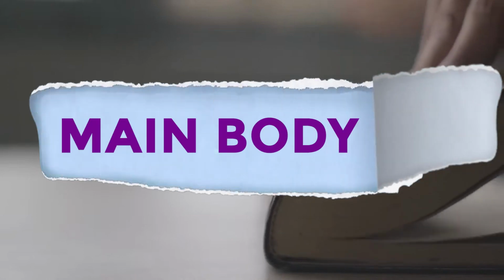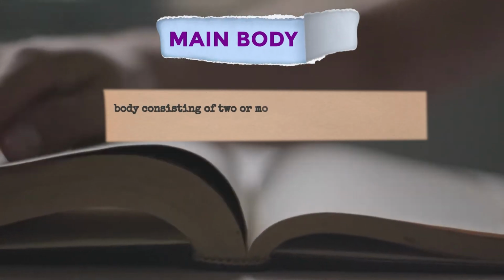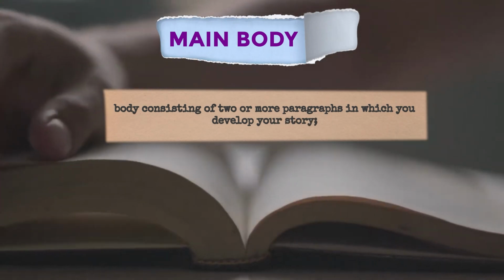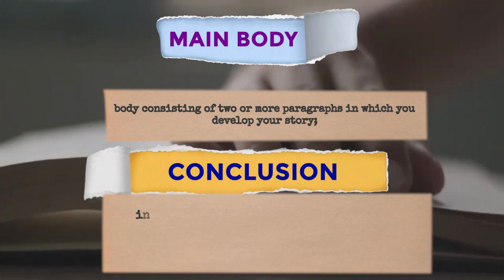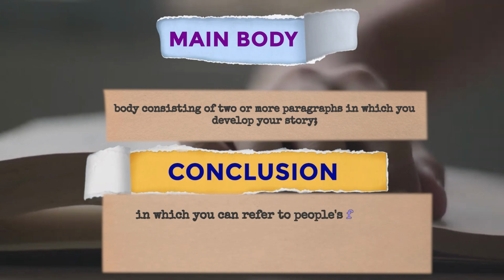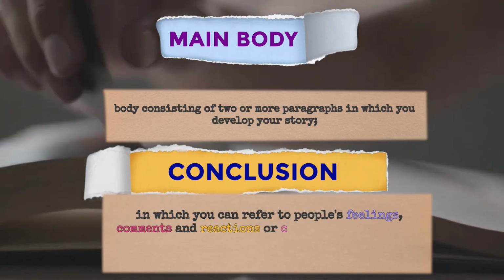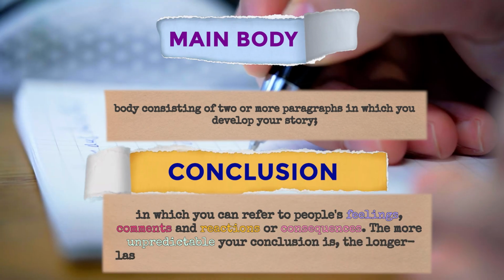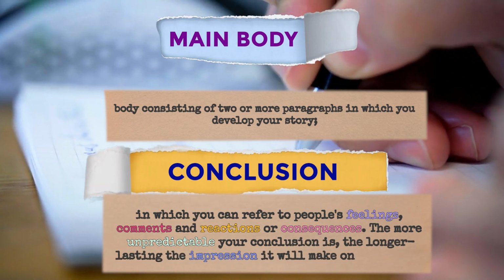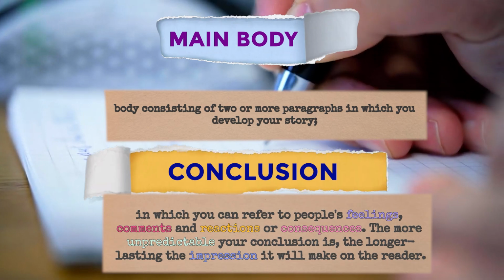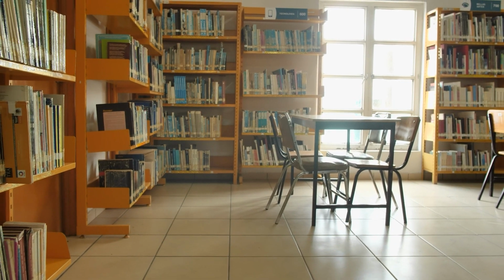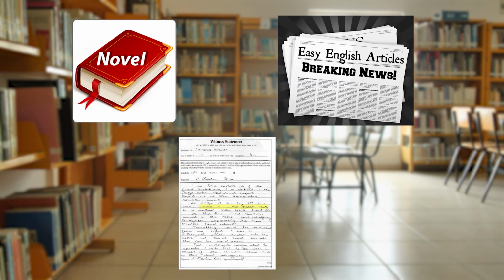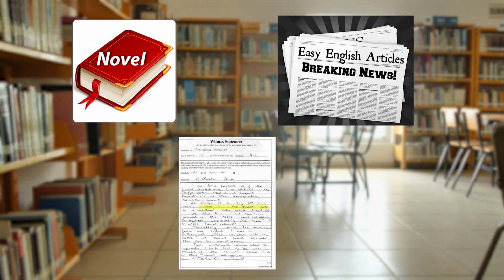A main body, consisting of 2 or more paragraphs in which you develop your story, and of course the third one is the conclusion, in which you can refer to people's feelings, comments and reactions or consequences. The more unpredictable your conclusion is, the longer lasting the impression it will make on the reader. This type of writing can be found in novels, articles, witness statements and so on.